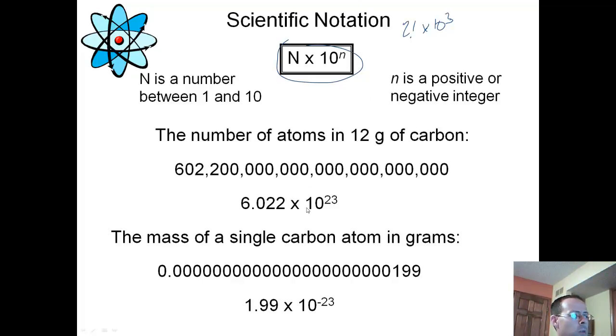And we can use scientific notation to represent really big numbers, such as the mole, or we can have scientific notation help us represent really small numbers. And that's why we use scientific notation.